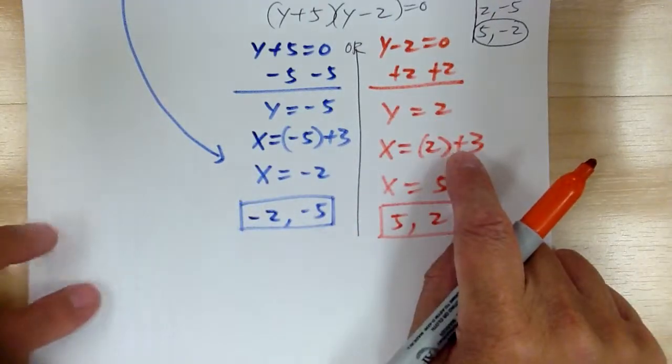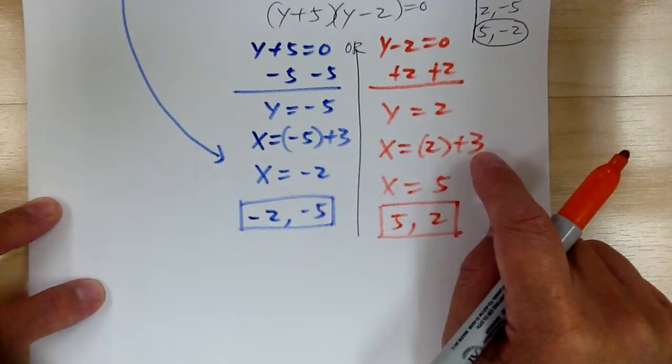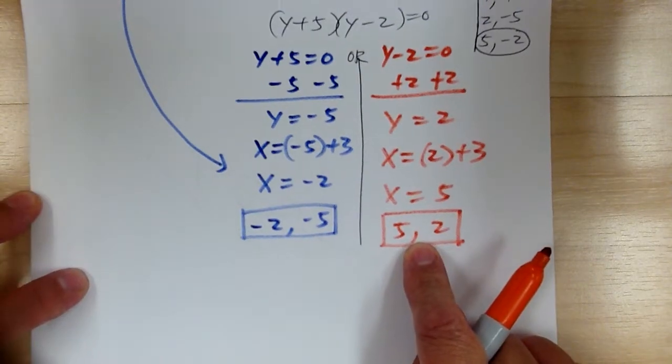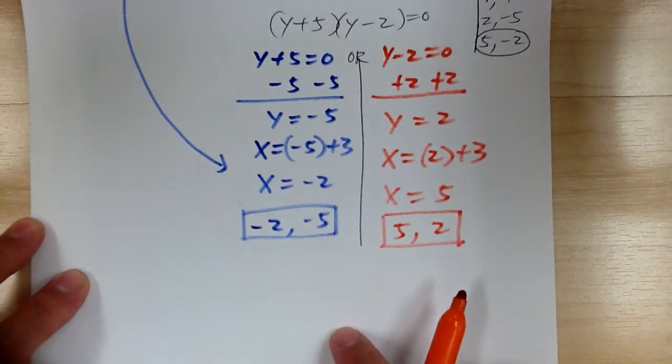Do not box this. That would be incorrect. So again, you have to understand what's going on. So there is a second possibility. So this is your second set of answers. And so that's how you do this kind of problem.